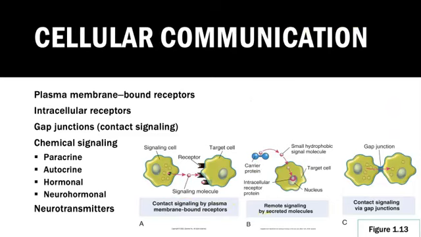Next, we have cellular communication. We know that our plasma membrane is going to assist with this through these bound receptors that we have on the plasma membrane. So this is what we would call more of a direct physical contact between cells. We are also going to have, pictured over here, remote signaling by secreted molecules, and this is really representative of our paracrine signaling. We're going to talk more about these different types of signaling on the next slide.